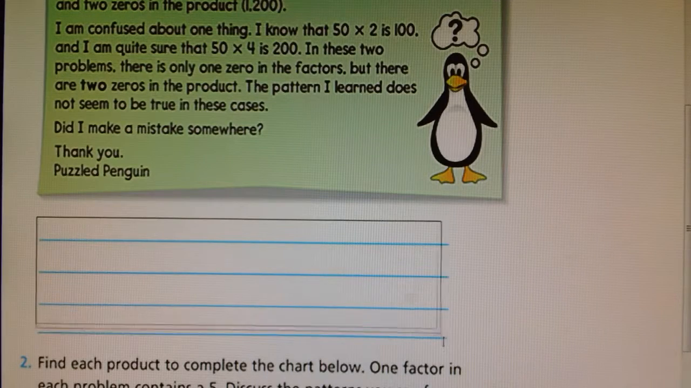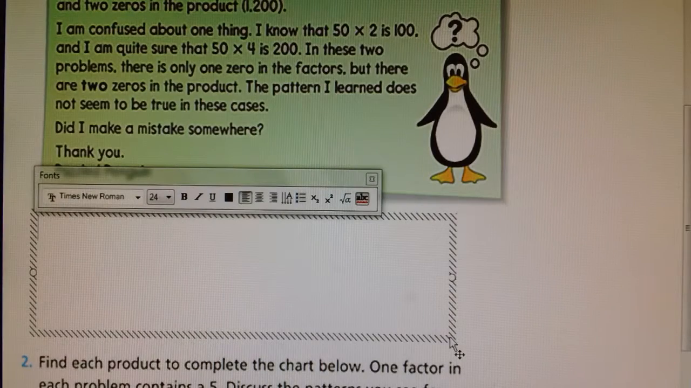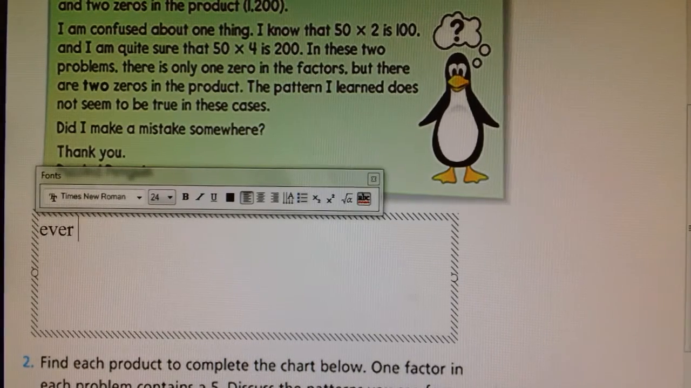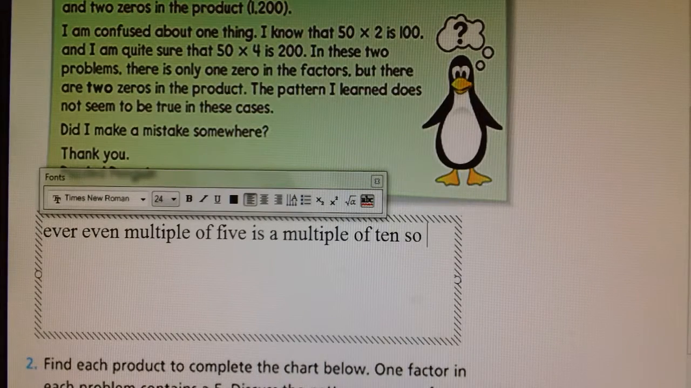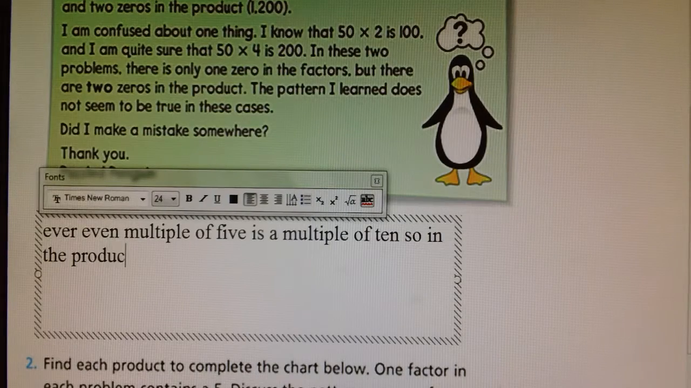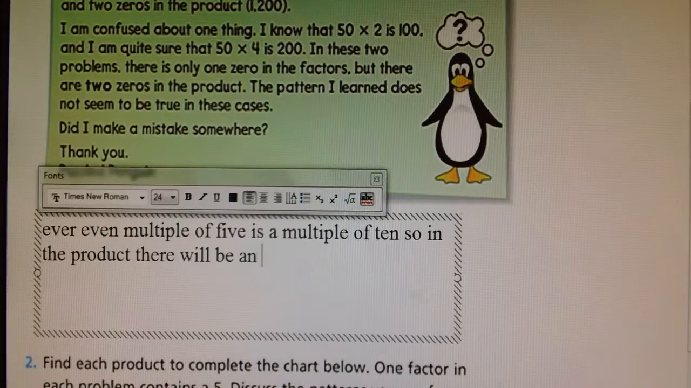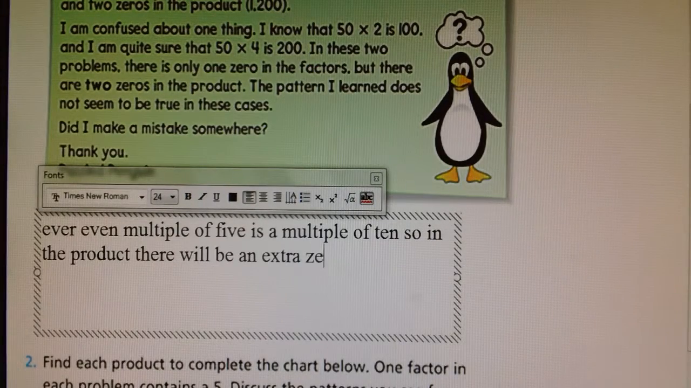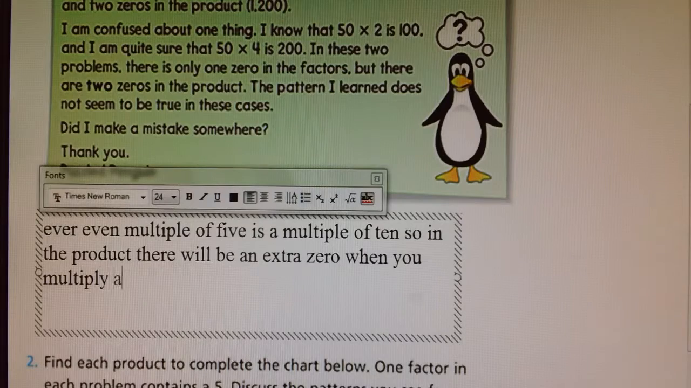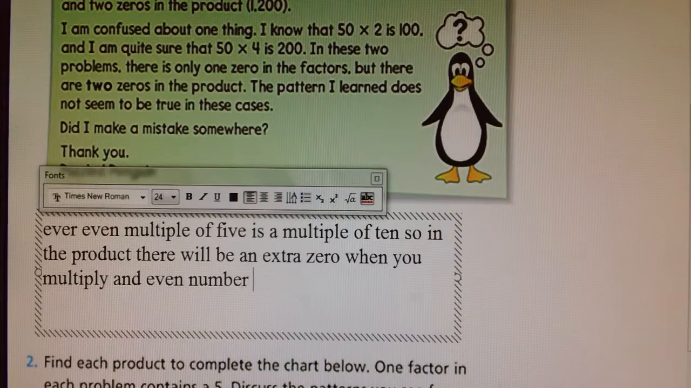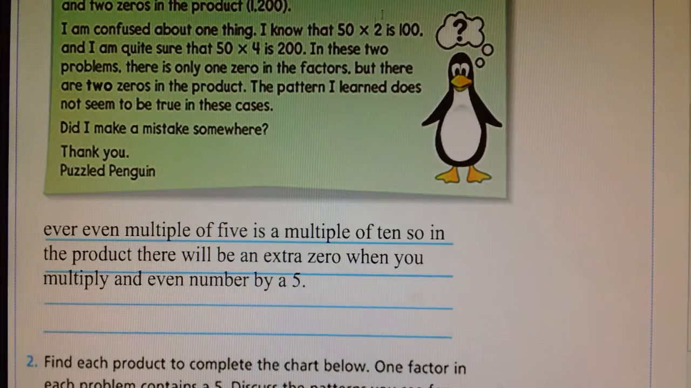Okay, welcome back. So I'm going to type the answer today. We're going to try that and see how it works. Puzzled Penguin is correct, right? Every even multiple of 5 is a multiple of 10. So in the product, there will be an extra 0 when you multiply an even number by a 5. Okay, hopefully that makes sense. So anytime there's that extra number there, right?